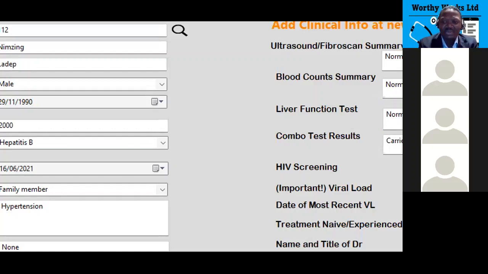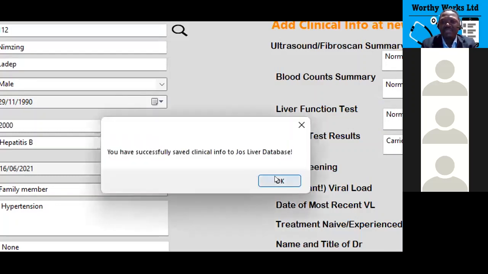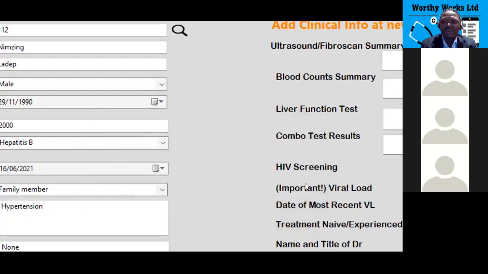And let's imagine that Dr. Dawood is my consultant, okay? And the date that this information was entered was today. Okay, let's leave it there. Here, you can go on save. And it says you have successfully saved a clinical information to the liver database. You accept that, so it clears everything, okay?